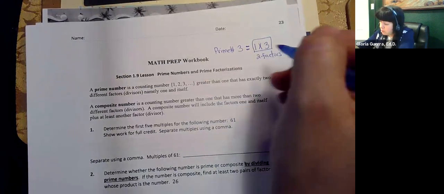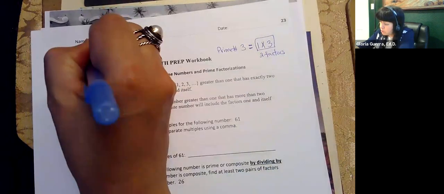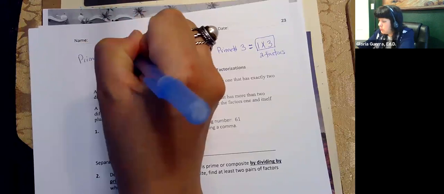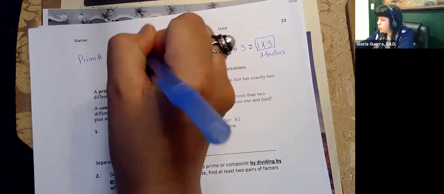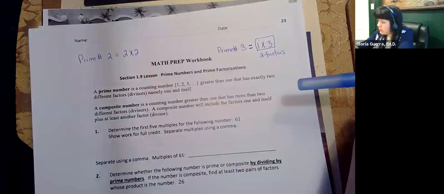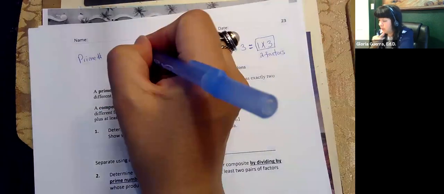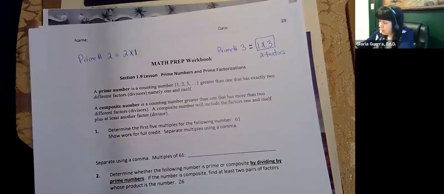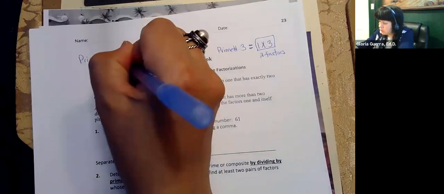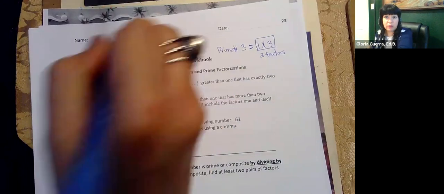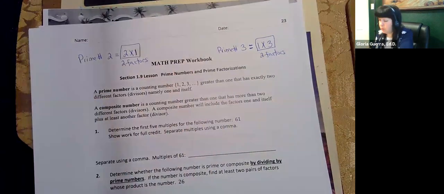Another example of a prime number would be the number 2. 2 is equal to the counting numbers 2 times 1. But that's it as far as counting numbers go. So that has exactly two factors, the number itself, 2, and 1. So that's a prime number.